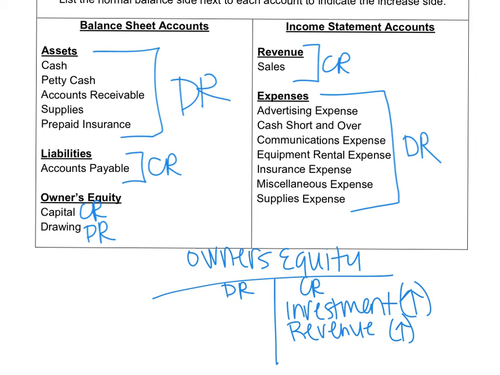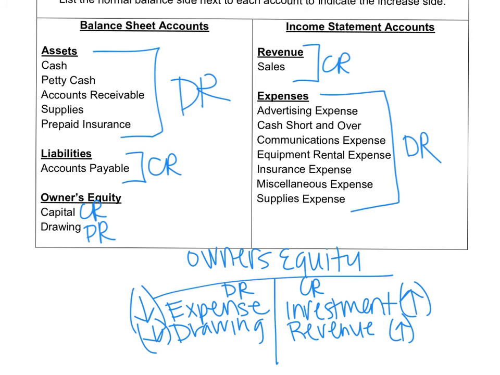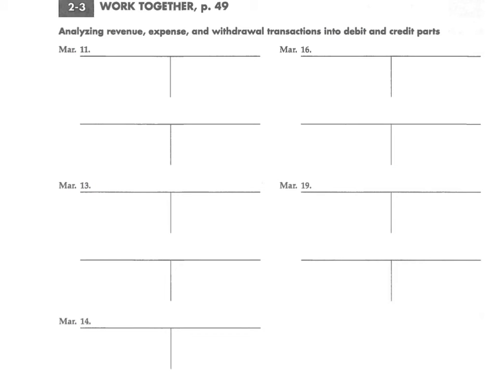So if you can remember that all sales are credits, that's going to help you later on. Also, expenses are always debits because they always decrease owner's equity. And same thing with drawing. Drawing always decreases owner's equity, so it's always going to be a debit. Okay, now let's go to your work together. Go ahead and turn to page 49 in your textbook so you can follow along with these examples.